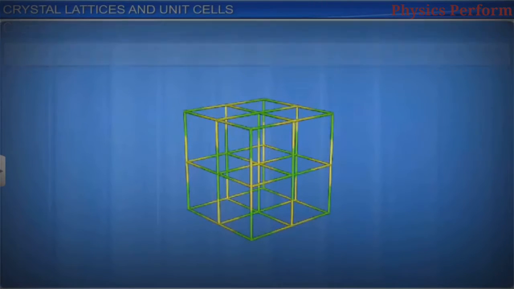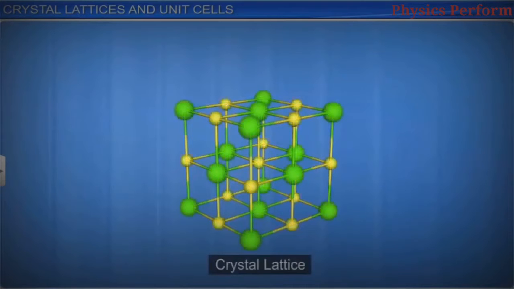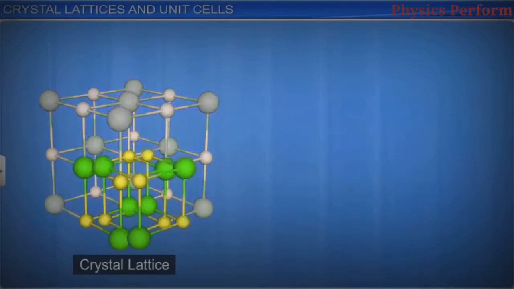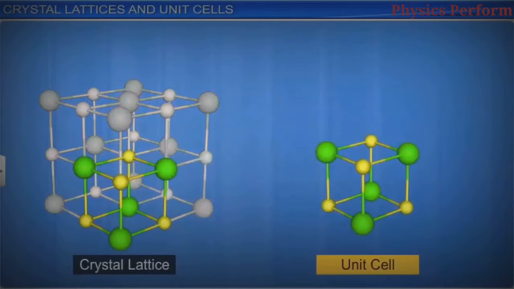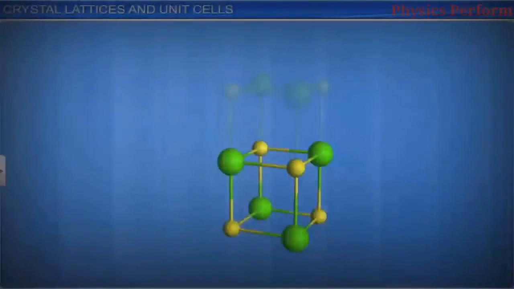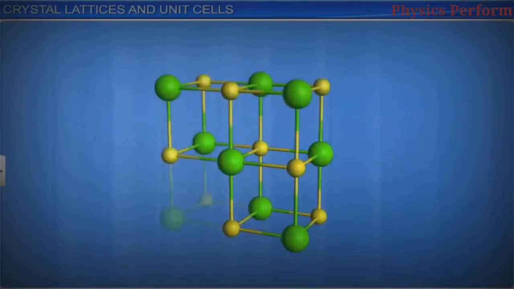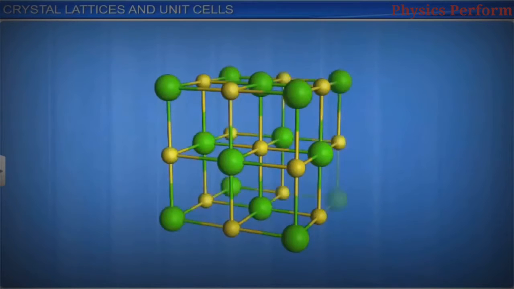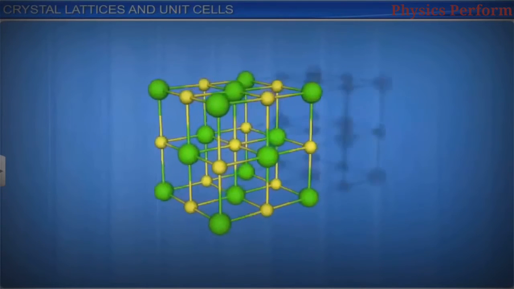A crystal lattice can be subdivided into several cells, known as unit cells. Thus, a unit cell can be defined as the smallest portion of a crystal lattice, which, when repeated in different directions, generates the entire lattice. A unit cell represents the shape of the entire crystal. In fact, a crystal may consist of an infinite number of unit cells.